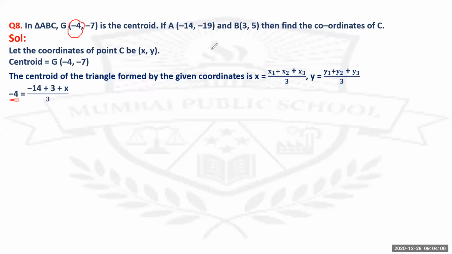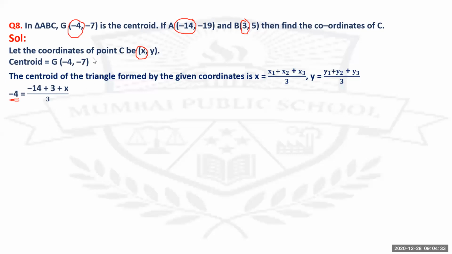After that, your first vertex will become x1, so that is -14. The x coordinate of B will become x2, so minus 14 plus 3. And for coordinates of C, we have taken x, so we'll substitute x3 as x, that will become plus x. So it is written as -4 = (-14 + 3 + x)/3.